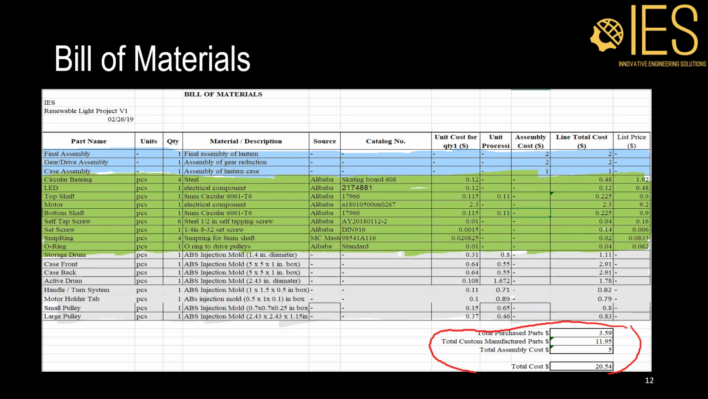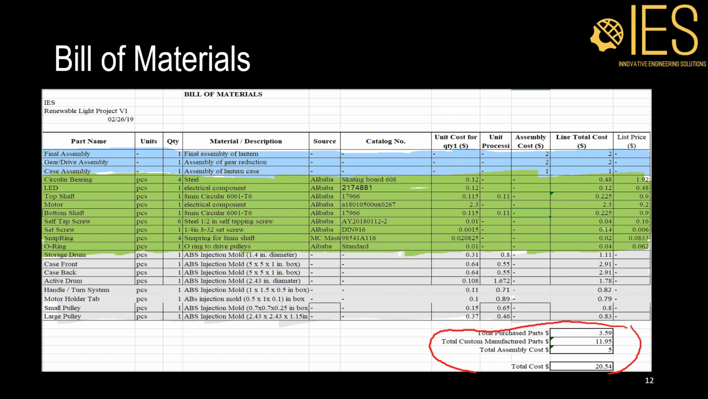Each part was evaluated for cost estimation in our bill of materials. The parts highlighted in light green are the purchase parts, and they include smaller objects like screws, O-rings, and LEDs, which are cheap to purchase or are too complex to be manufactured simply. The parts in gray are the custom manufactured parts, and all will be made using ABS plastic through injection molding.